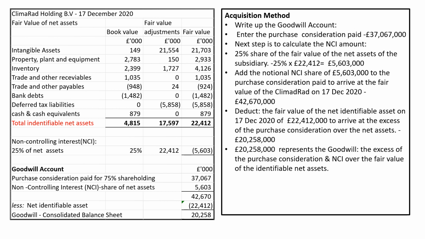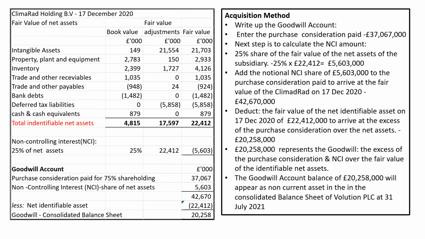So that 20,258,000 represents the goodwill balance, which is the excess of the purchase consideration over the fair value of the identifiable net assets. This will appear as a non-current asset in the consolidated balance sheet of Volution plc at 31st of July 2021.